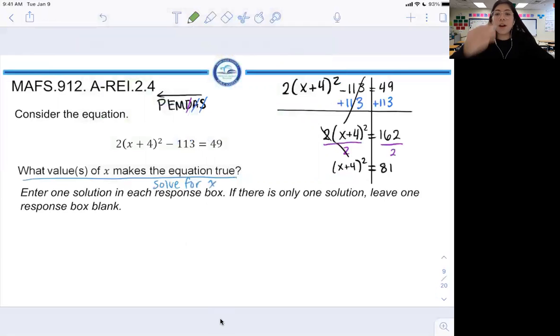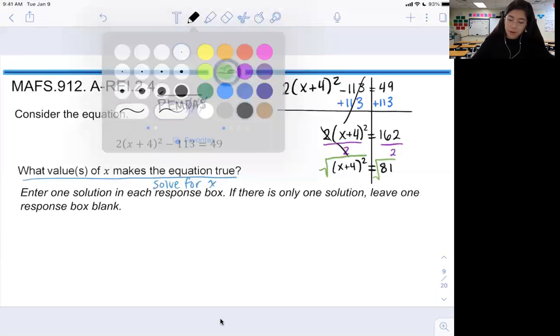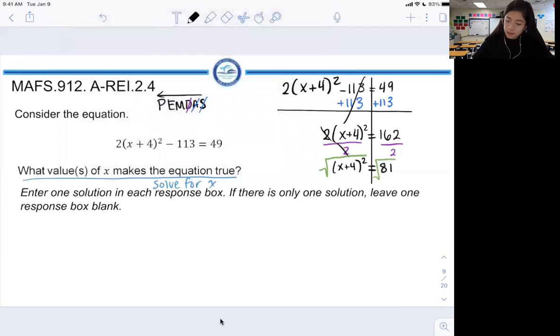Remember, we always have to do the opposite. When you subtract, the opposite is to add. When you're multiplying, the opposite is to divide. Here I have an exponent. What's the opposite of that exponent? Square root. That's what we're doing here. Square root eliminates the exponent. So I'm left with x plus 4. And then what's the square root of 81?